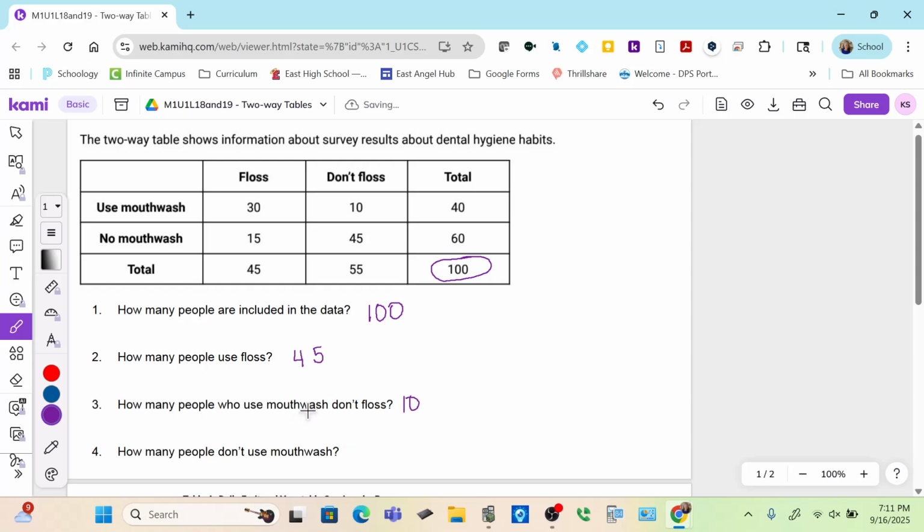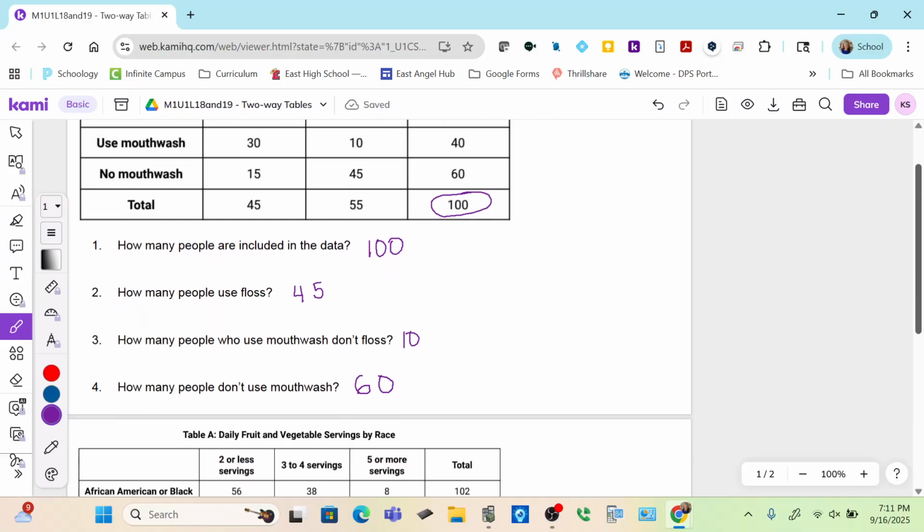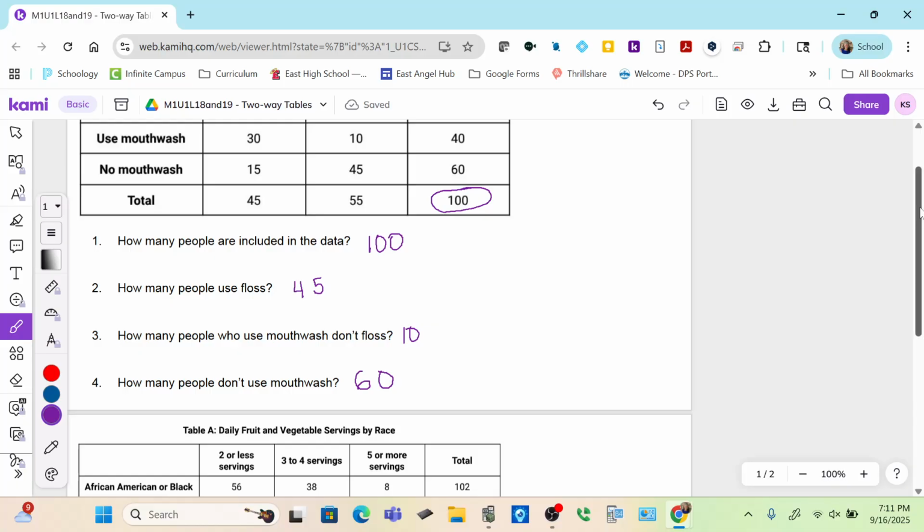And how many people don't use mouthwash? So again, I find the category no mouthwash, and I find the total for that category, which is 60. So that's how we read a two-way table. Let's now take a look at how I can find some percentages from a two-way table.